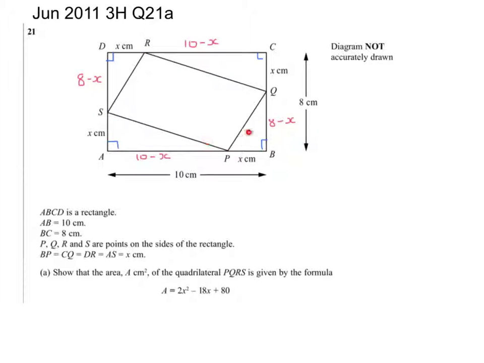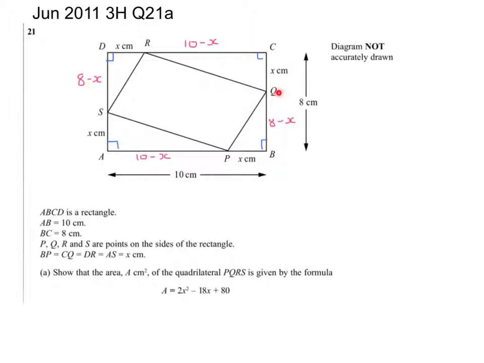PQRS, so it's this quadrilateral in the middle, show that area in the middle is given by this formula. Well, to find the area in the middle, what I'm going to do is to find the area of the entire rectangle, which is easy, it's 8 times 10, 80, and then subtract the areas of each of these triangles, DSR, SAP, PBQ, and QCR.